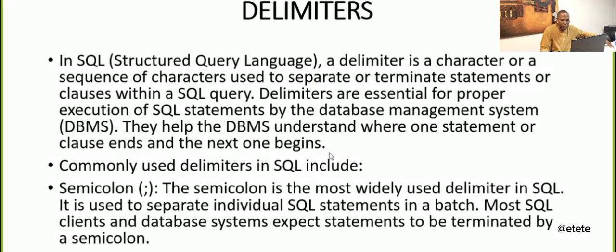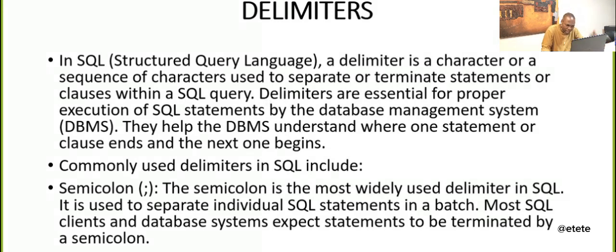So in the English language, delimiters are simply characters or symbols that you use to show where we should stop, how we should continue reading this thing. Because where you have a comma and where you have a full stop, you don't read them the same way. Here you say, in SQL, structured query language, comma, a delimiter is a character or a sequence of characters used to separate or terminate statements or clauses within a SQL query, full stop. So at that point, you know you have to pause. Then you know that the next letter that will come is a capital letter, right? Those are rules in the English language.